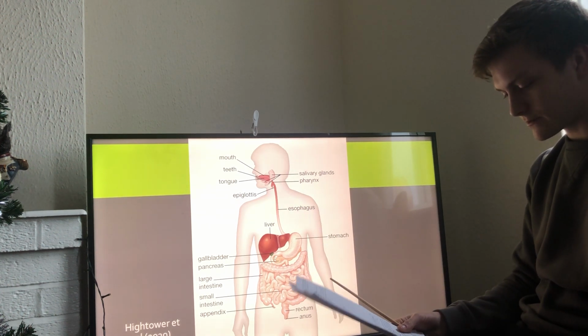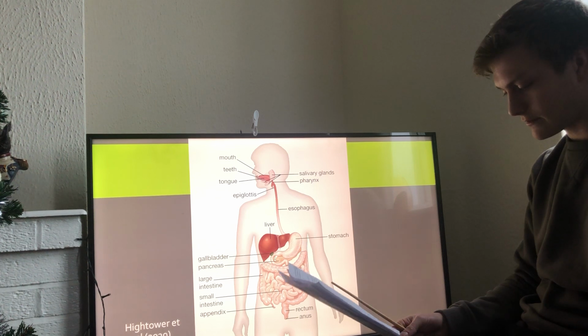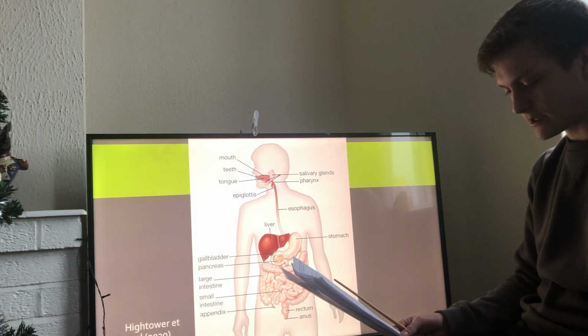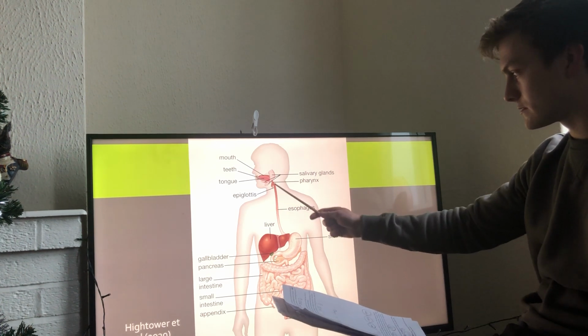The esophagus runs from the pharynx down to the stomach through the diaphragm. The bolus and liquids are moved to the stomach in part by gravity and also peristalsis, which is a wave-like contraction of the muscles.